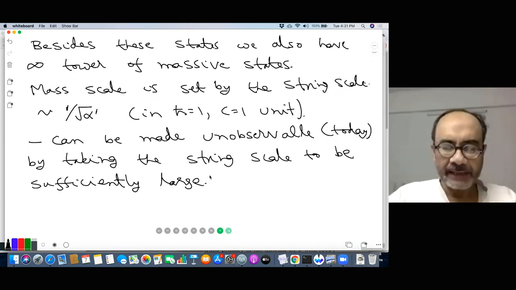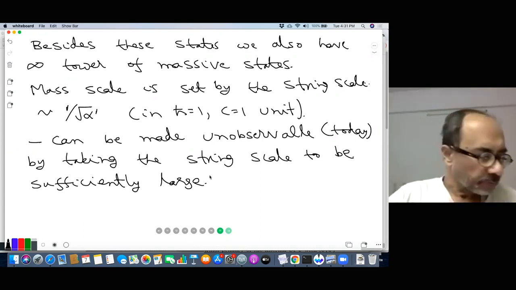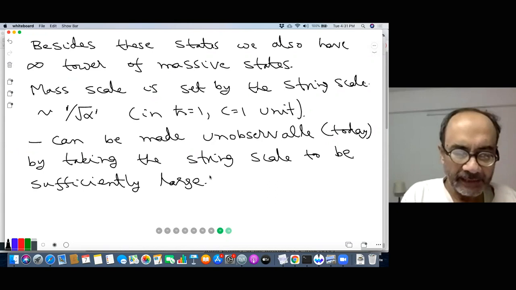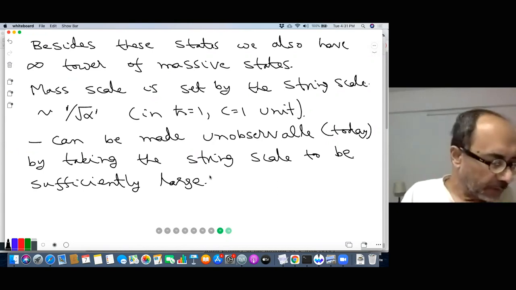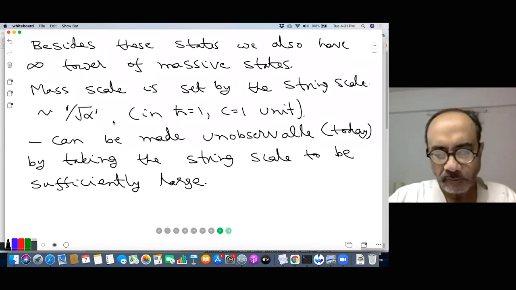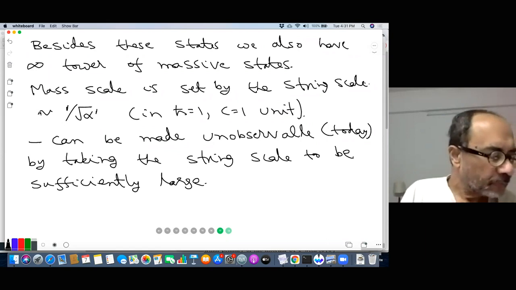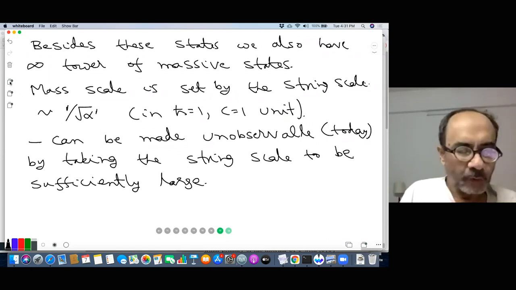Because Planck scale is like 10 to the 19 GeV, whereas today we can only see particles of masses up to say at most a TeV, which is 10 to the 3 GeV. So we are not going to discuss this any further. This is of course a good topic of string phenomenology. But we now go back to correlation functions.